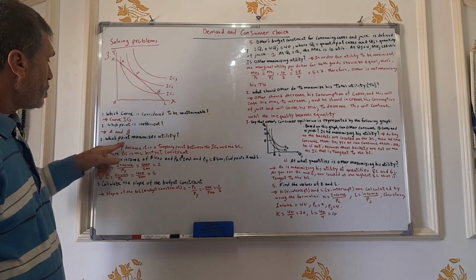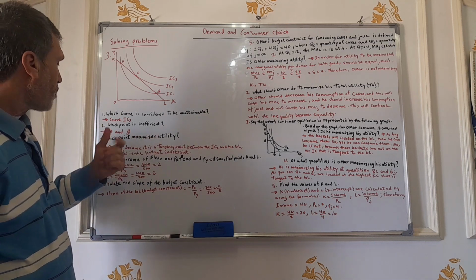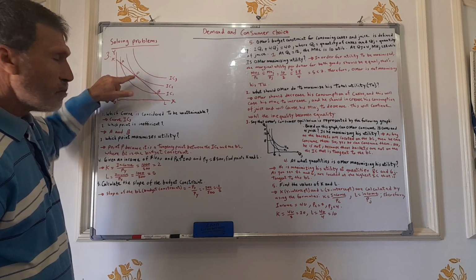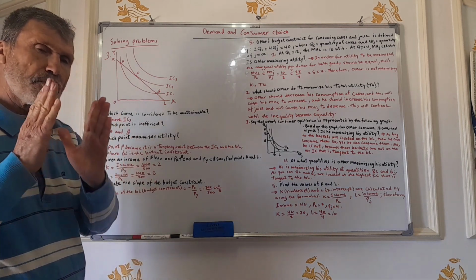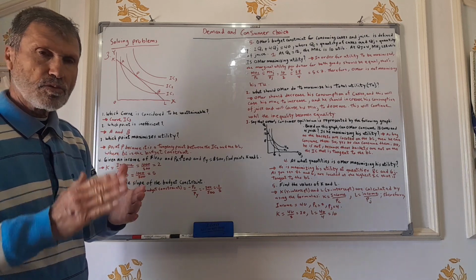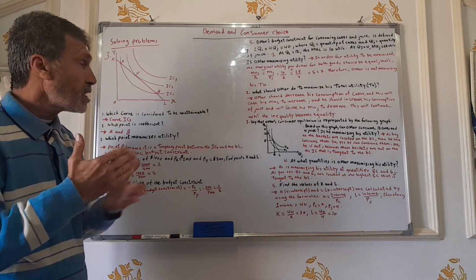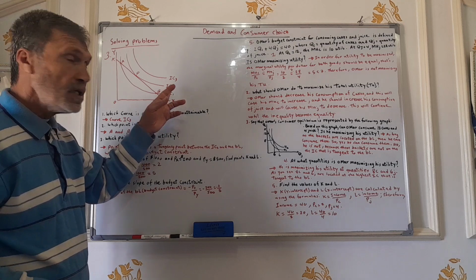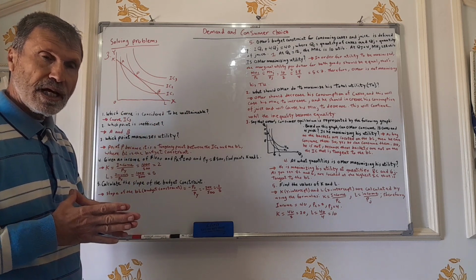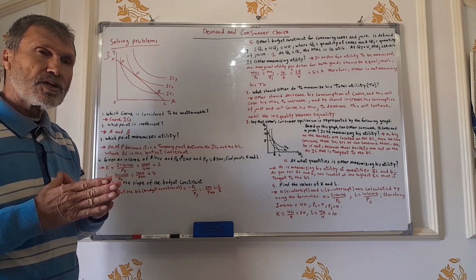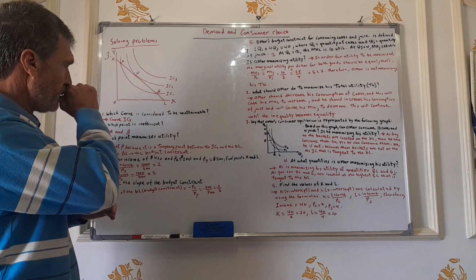Okay? Now, which point maximizes utility? Of course, as you can see, point B maximizes utility. Why? Because it is the point of tangency between the highest indifference curve, in this case IC2, and the budget line. So it is efficient and it is a maximizing point.